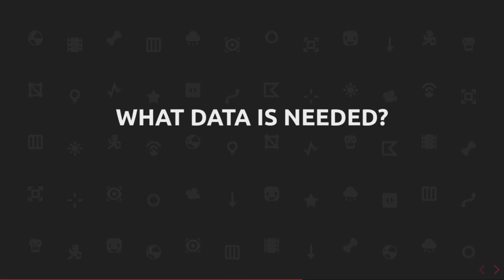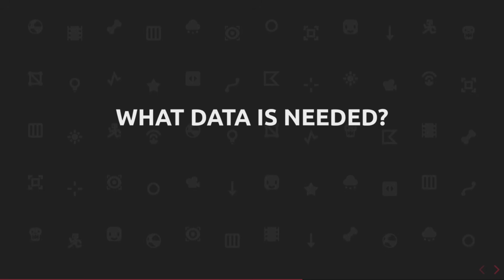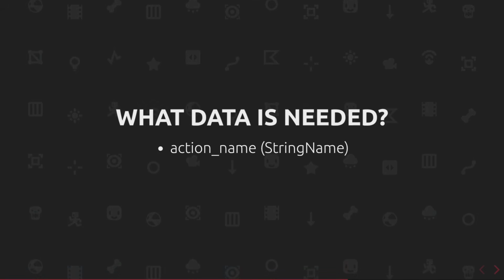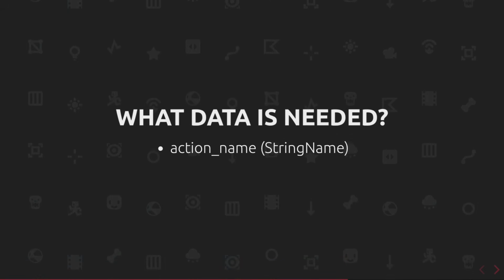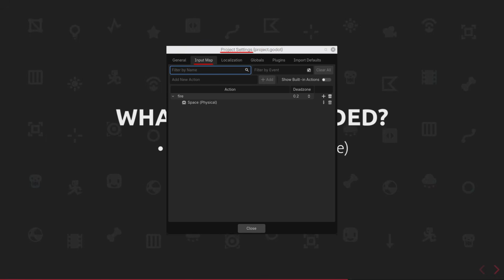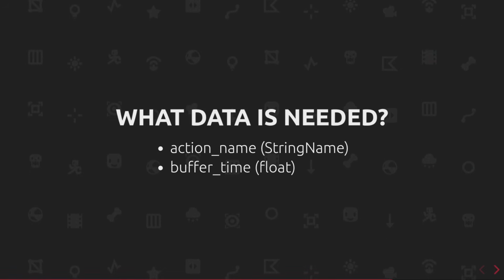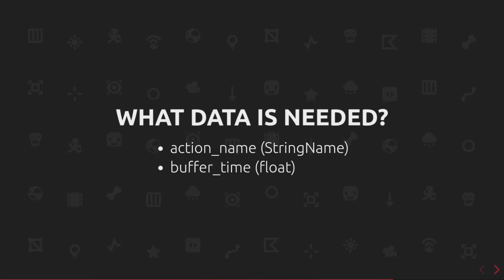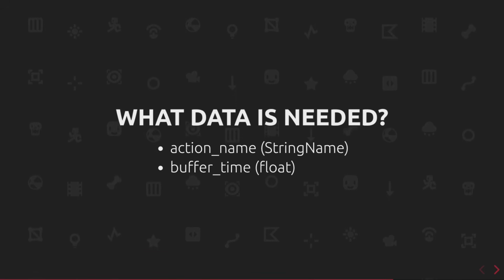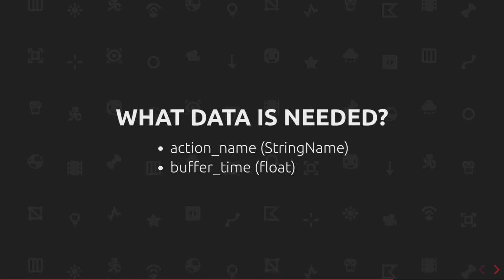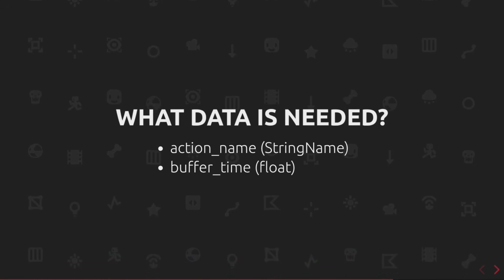Now, what data is needed for the input buffer to do its thing? First, it needs an action name, which is a string name, and this will be the input action that the component is listening for. These can be set inside project settings and input map in Godot. Second, it needs a float for the buffer time, which is the time window where we still want to allow, for example, the jumping to happen. This should generally be somewhere between 0.1 and 0.2 or 0.3 seconds.